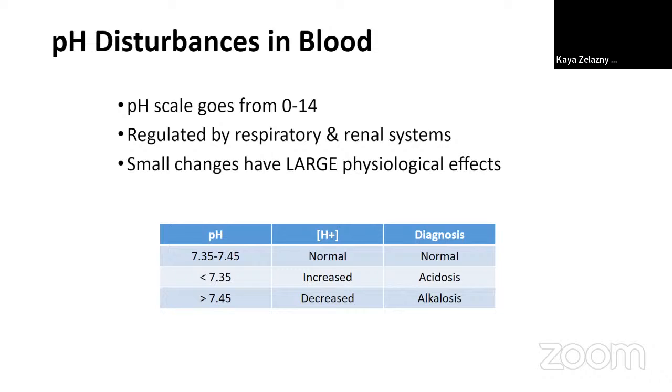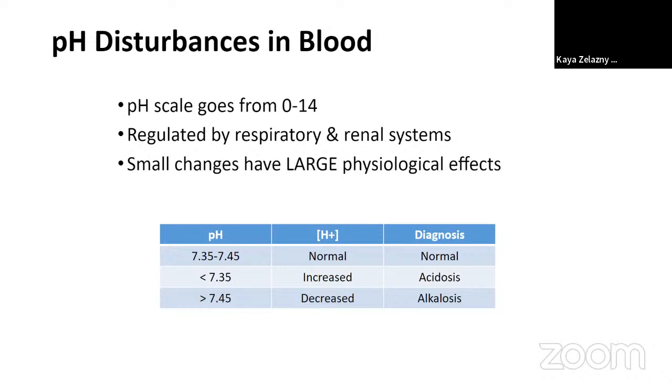Anything lower than 7.35 is acidosis. And this means that we have an increased concentration of hydrogen ions specifically. So what we're going to be tracking throughout this lecture is how we control the number of hydrogen ions, how we control their interaction with the other substances in your blood. So lots of hydrogen ions means acidosis, lower than 7.35 pH. If you have fewer than normal hydrogen ions, a decreased concentration of hydrogen ions, there'll be an alkalosis, which for our purposes is above 7.45.